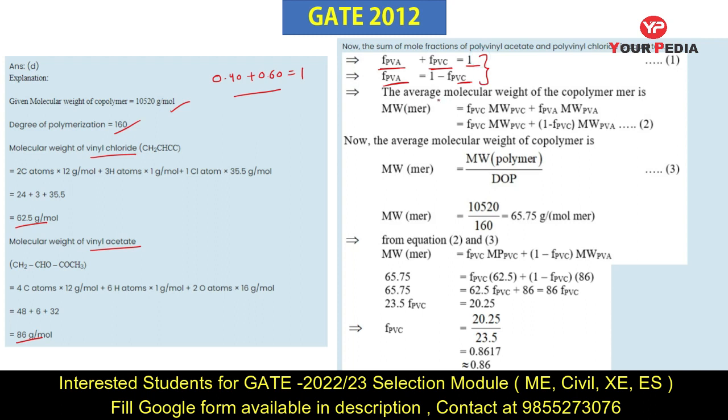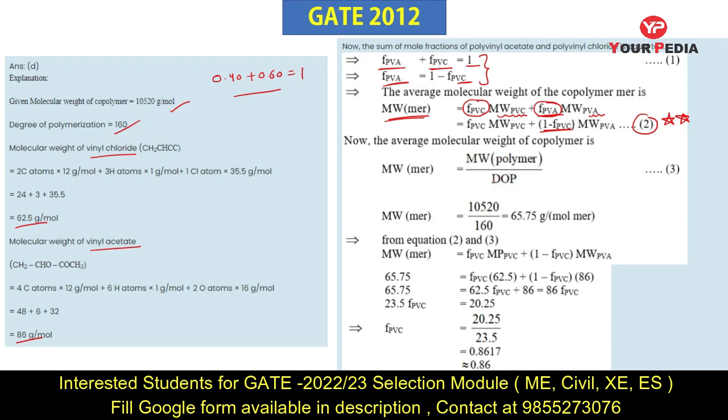Now you know the average molecular weight of the copolymer is the molecular weight of vinyl chloride into the percentage of vinyl chloride, plus the molecular weight of vinyl acetate into the percentage of vinyl acetate. Now I can replace this quantity by this quantity, and from there I will get equation number 2. This is a very important concept for making this equation.